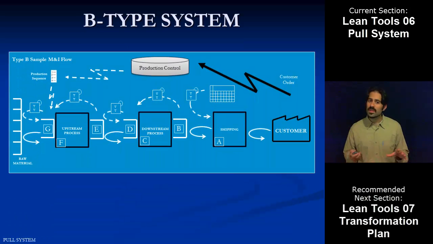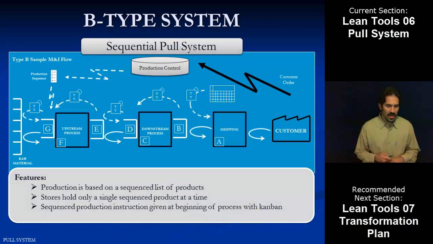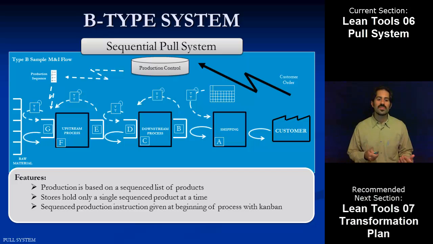Now with the B type, it's a little bit different because there is such a big variety. There is a little bit of production control required with this. And so in the sequential system, production is based really off a sequenced list of products versus just pulling things in stock inventory out of stores. Same concept though. And so what happens is, instead of the stores holding 5 or 6 different things, they only hold one item at a time, right? One by one production, we still want good continuous flow. And then the production instruction, the sequence, is just given at the very start.